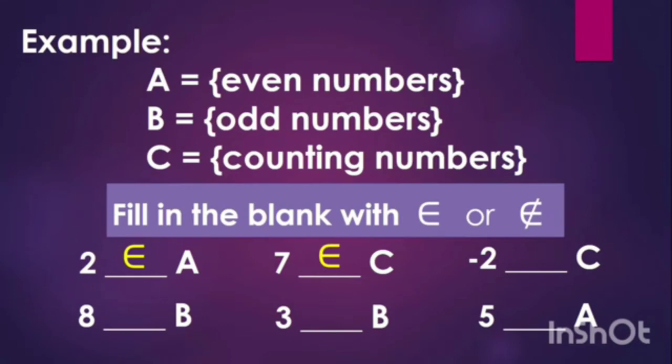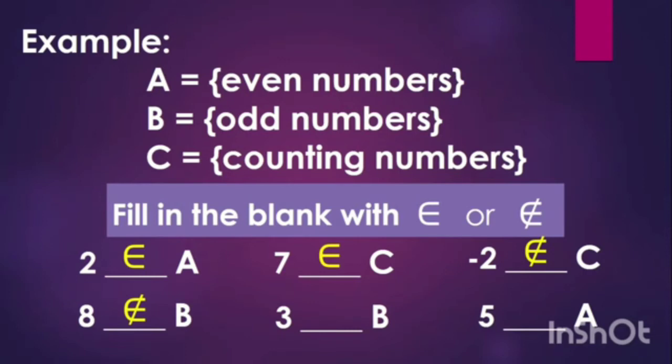Next, negative 2. Is negative 2 an element or not an element of set C? Ang negative 2 ba ay kasama sa mga counting numbers? No. So, therefore, this is not an element because negative 2 is an integer. Next, 8 is not an element of set B because 8 is not an even, rather an odd number. So, ang 8 ay hindi siya odd number. So, therefore, this is not an element.